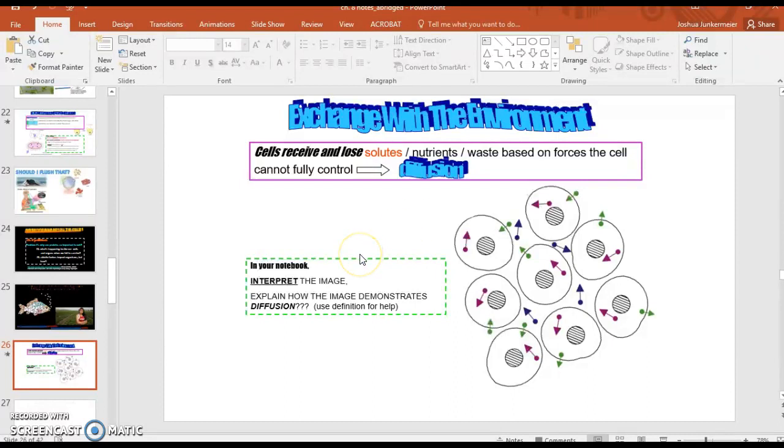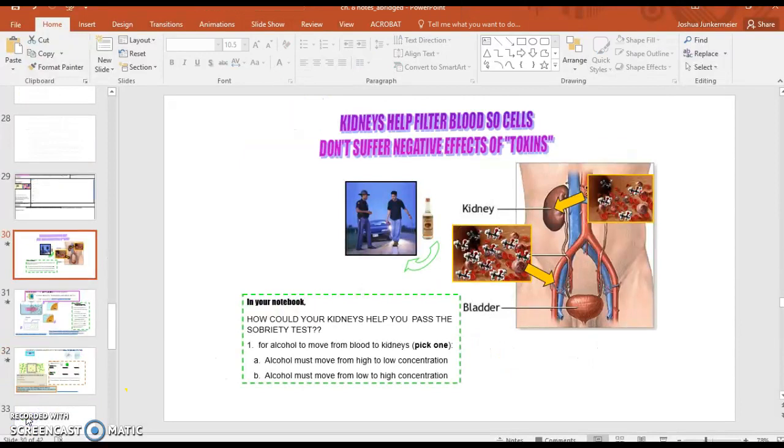First of all, make sure you write this as the definition, this comment. And then let's look at the notebook challenge. In your notebook, for slide 26, it says, explain how the image demonstrates diffusion. So look at these particles. Where are they moving? Where are they going? Are they moving to areas with a lower concentration or higher? Remember, diffusion is moving from high to low. So are these particles demonstrating diffusion or not? Explain.